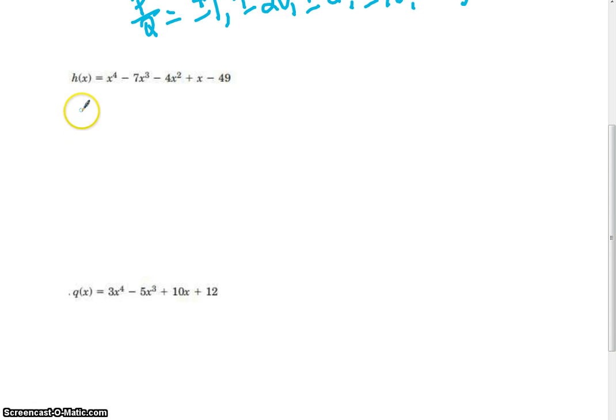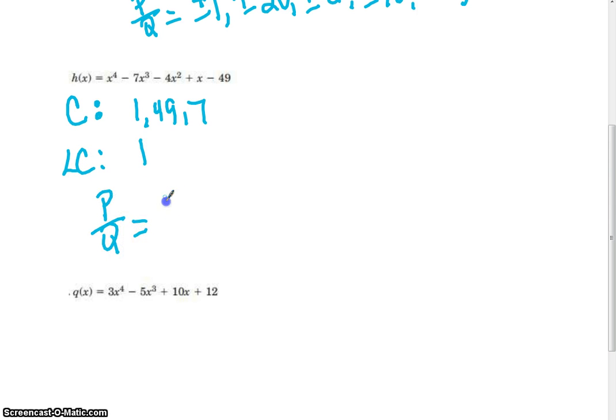All right, one more. So our constant is 49. So this is actually going to be your p, which goes on top. Anyway, we have 1 and 49, 7 and 7. Your leading coefficient is 1, so you have 1. So p over q is plus or minus 1, plus or minus 49, plus or minus 7.